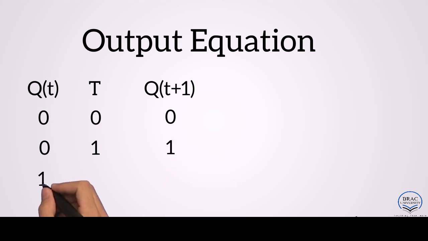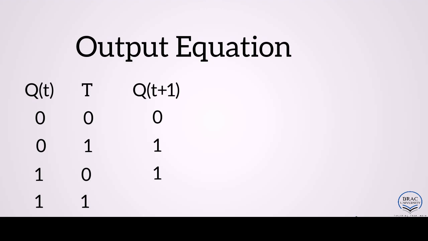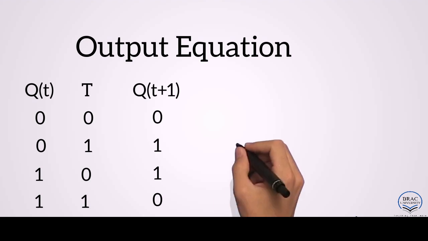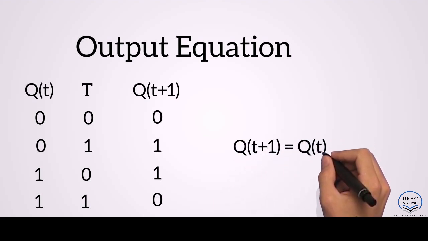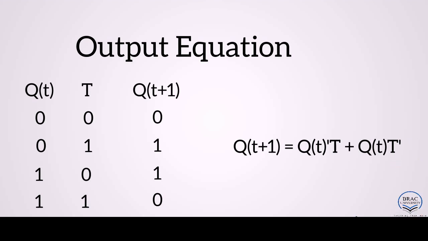In the next combination, since T equals to 0, this is a no change operation. So Qt and Qt plus 1 will be same. In the final combination, T equals to 1, which is a toggle operation. So since Qt is equal to 1, Qt plus 1 will be 0. So from the truth table, if we use Boolean expression, we get our final equation for the output, which is Qt plus 1 equals to Qt prime T plus Qt T prime.